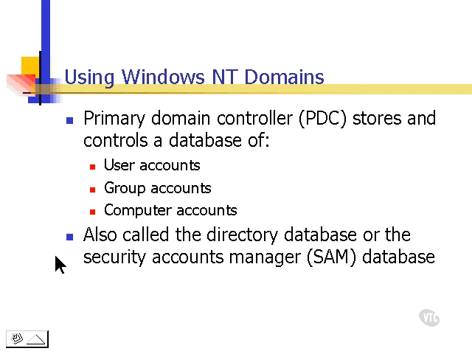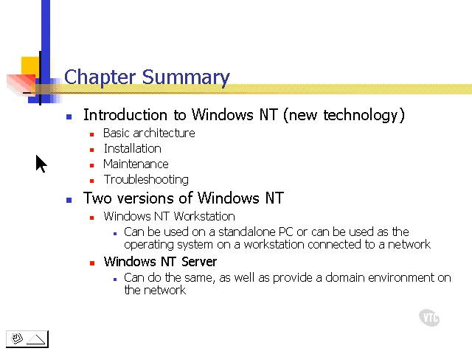So in summary, in this chapter, we discussed an introduction to Windows NT, which stands for New Technology, and the basic architecture of Windows NT. We also discussed how to install Windows NT, how to maintain it, and how to troubleshoot it. Then we discussed the two versions of Windows NT.